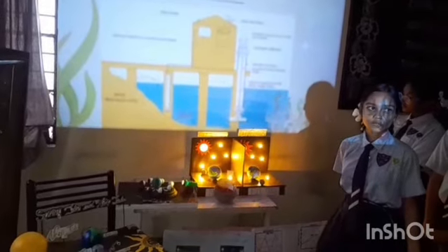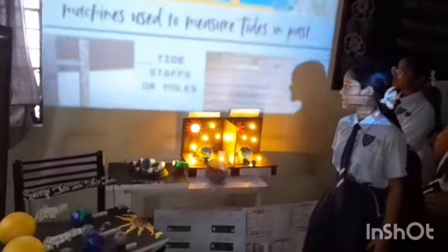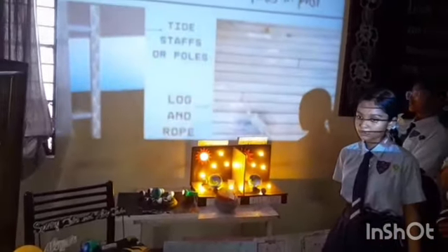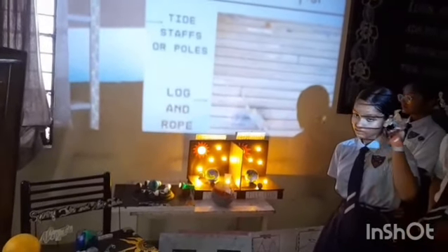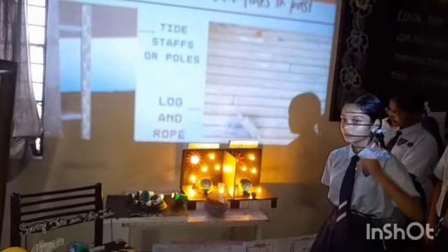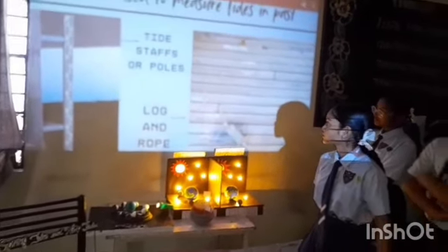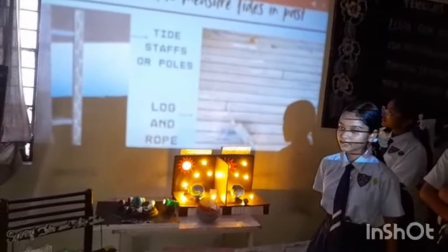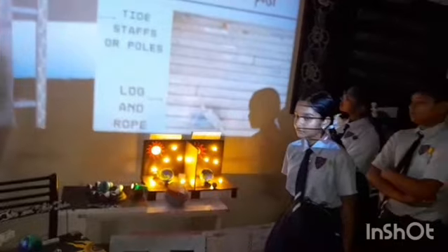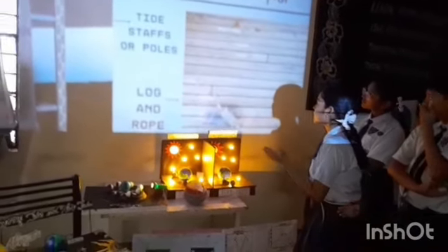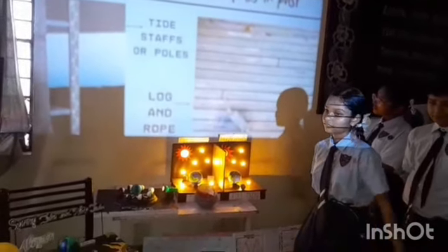Now, this was the machine used nowadays to measure tides. Let me show how people used to measure tides in the past. There were no machines in the past, so people used to measure tides by observing and marking the sea level using simple manual tools like tide sticks, spinning wheels, and float gauges.